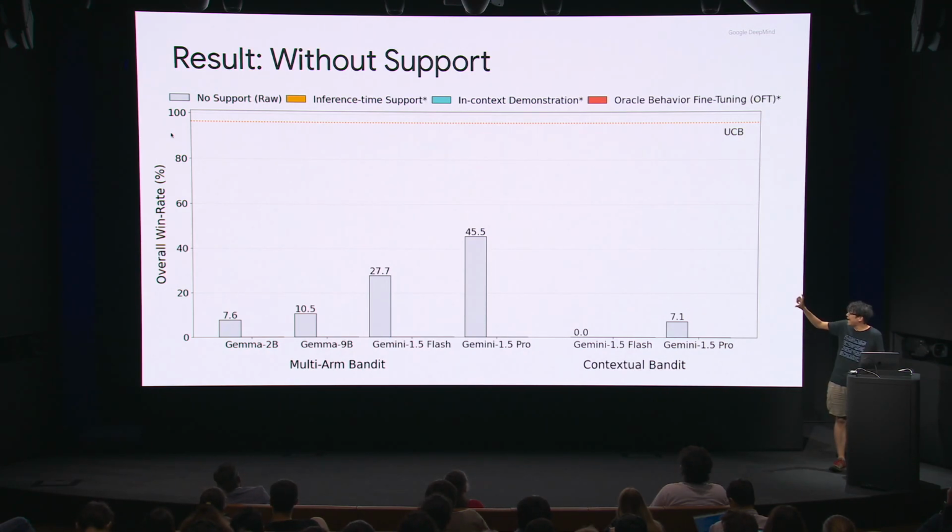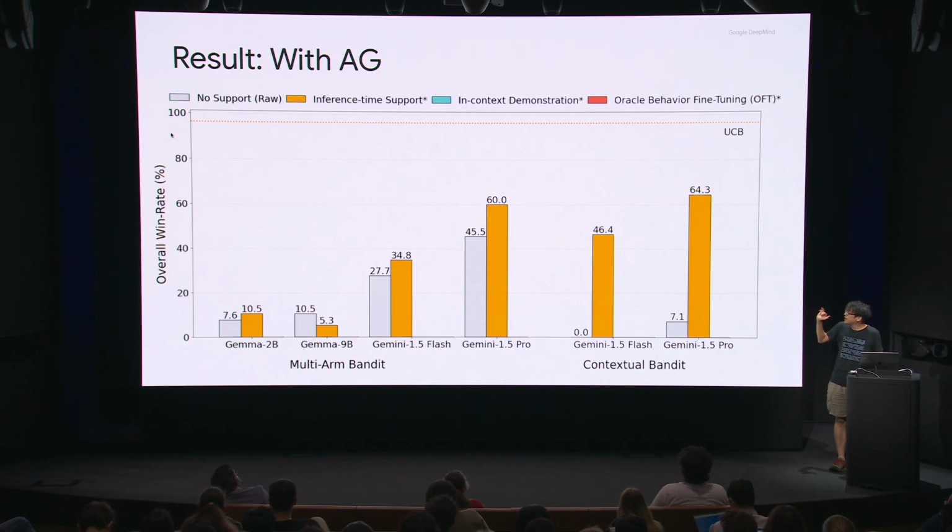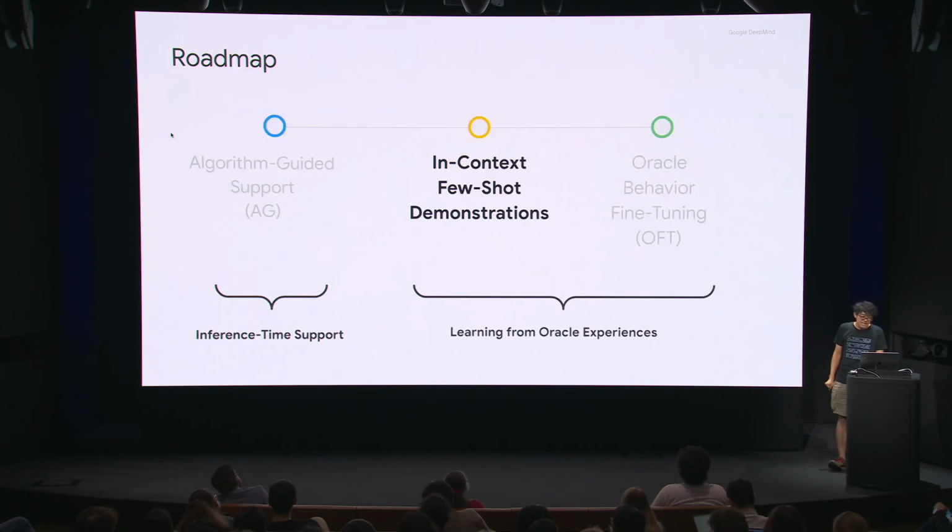We can see that the gap between the best LLM, Gemini 1.5 Pro, and UCB is pretty large. By introducing this inference-time support, by adding this information from the UCB, we're able to guide the LLMs to explore much better than before. But that's not all. By just adding inference-time support, we're able to guide its behavior at inference time, but can we actually teach them in a slightly different way?